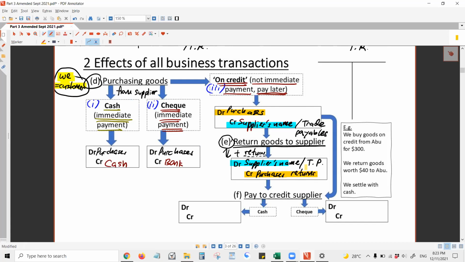Now, transaction F. Let's say you return only a portion of goods back to the supplier. That means you didn't return all the goods back to the supplier, meaning you must still owe some money to the supplier, right? Because you didn't return all the goods. Eventually, you must settle. You must pay the supplier to settle the debt that you still owe. You can pay with either cash or check. If you pay with cash, you credit cash. If you pay with check, you credit bank.